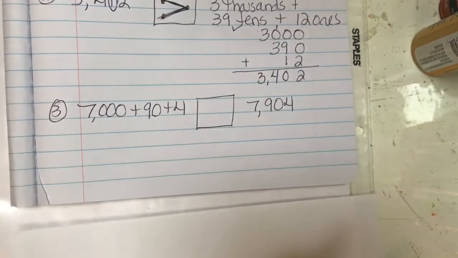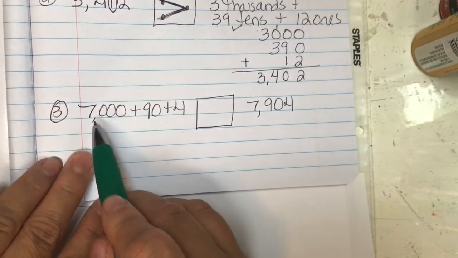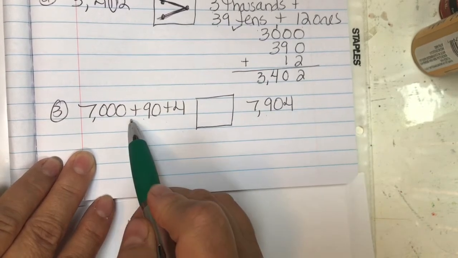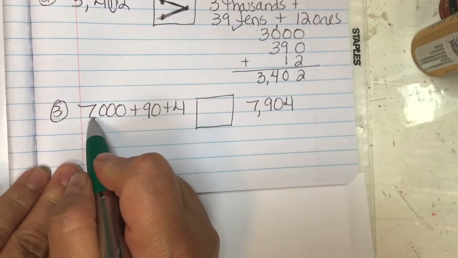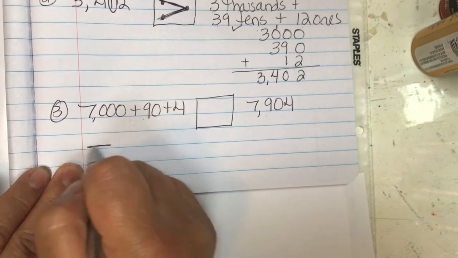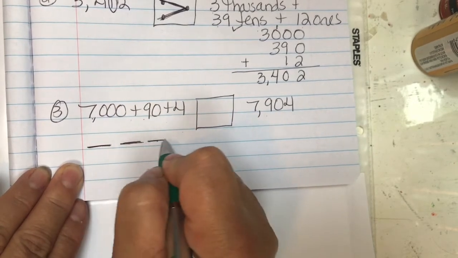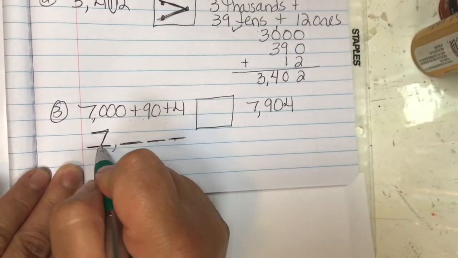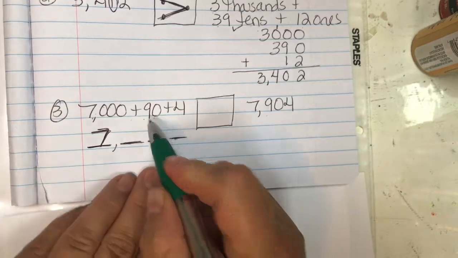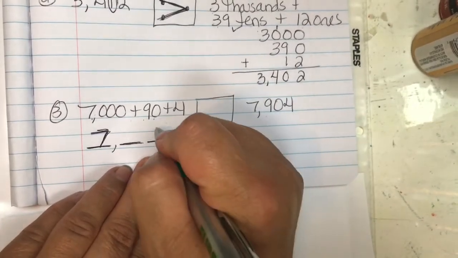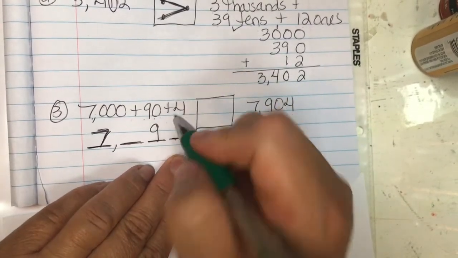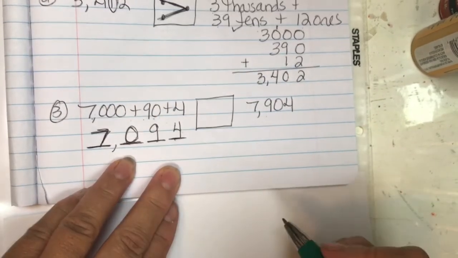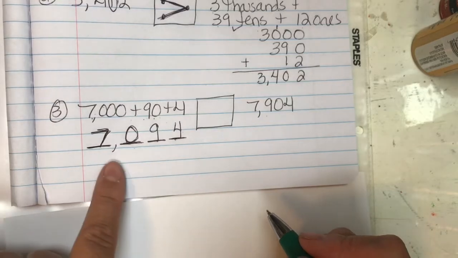Next one. Looks like this is in expanded form and this is in standard form. I see 7,904 and I'm going to convert this one. So I see the largest place value we have is in the thousands. So I'm going to make my dashes for the thousands place. I'm going to put the 7 in the thousands place, 7 thousands. 90 is in the tens place. And then 4 is in the ones place. And since there's nothing in the hundreds place, I go back and I fill in a 0. Okay, so now I have 7,094.